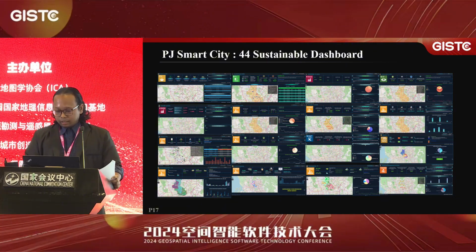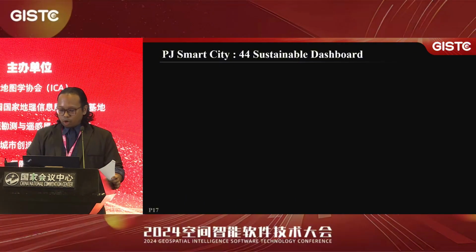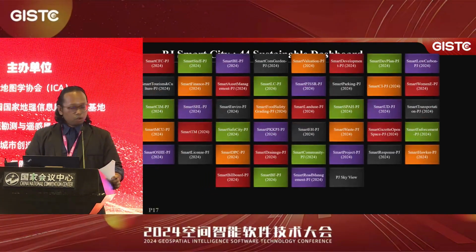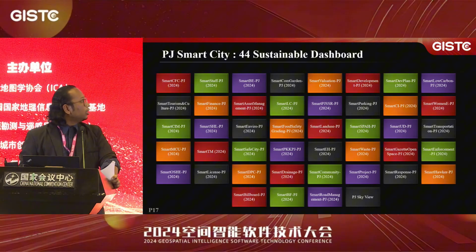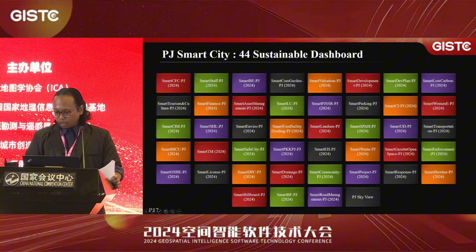As you can see, here every dashboard module has its own development and its own goal for sustainable development. And this is all 44 dashboards created for the sustainability dashboard for the PJ Smart City. They are also moving forward to develop their own CIM by using 3D data to help with decision making for some of the dashboard modules.